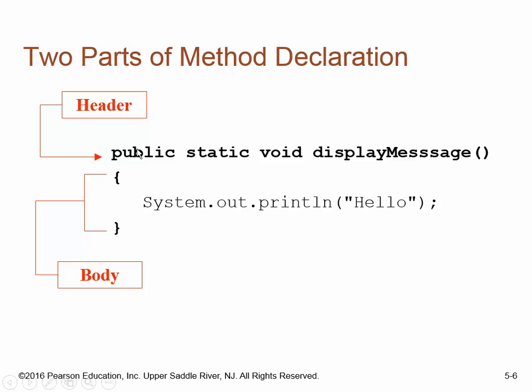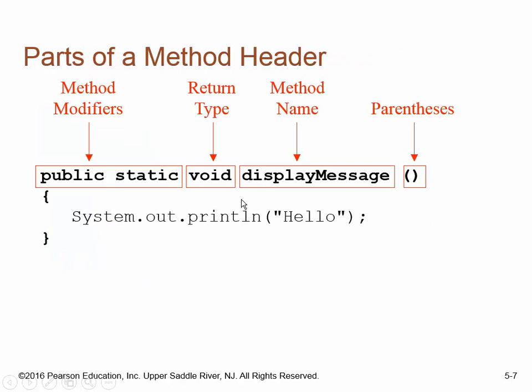So access specifier, the fact that there's just one of them, static, returns nothing, name of method, parameters, there aren't any, but you need the parens. Inside of the curly braces is the body of the method. And that's what they explain here.